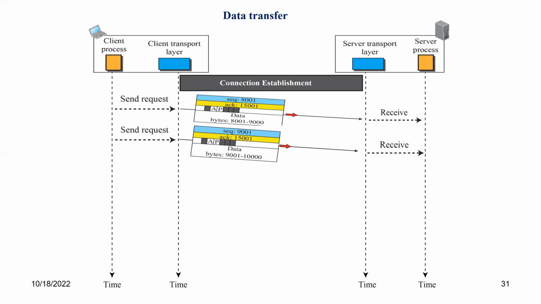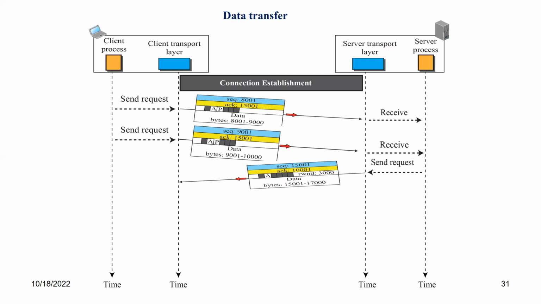After receiving fully, if nothing more is received, it will send a request. And now the client will be sending with the sequence number 15,001. What is the acknowledgement received? 10,001. Why? Because the data packet received before was 9,001 to 10,000. So it is incremented by 1, it will be 10,001 after receiving the data.